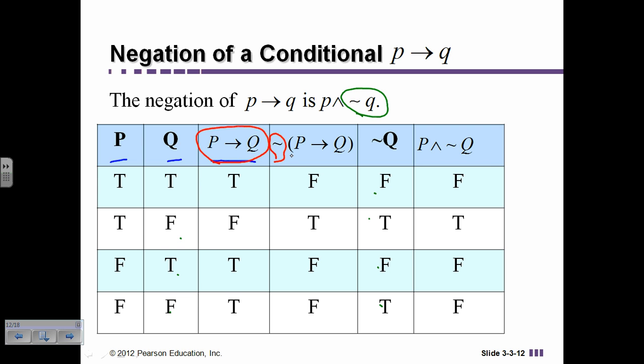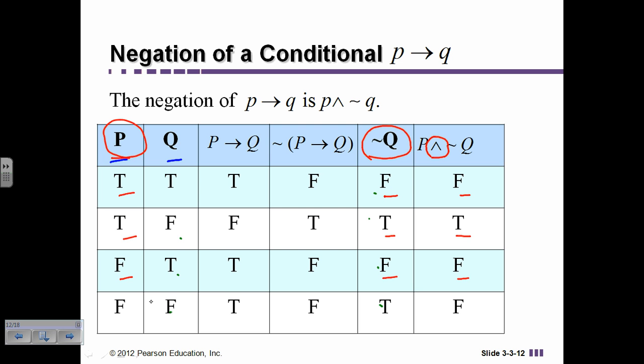All right, our next step, we want to figure out the last part of our problem. We're going to take the P column and the not Q column and apply the AND operation to it, meaning they both have to be true to be a true statement. So true and false is false, true and true is true, false and false is false, and false and true is false.